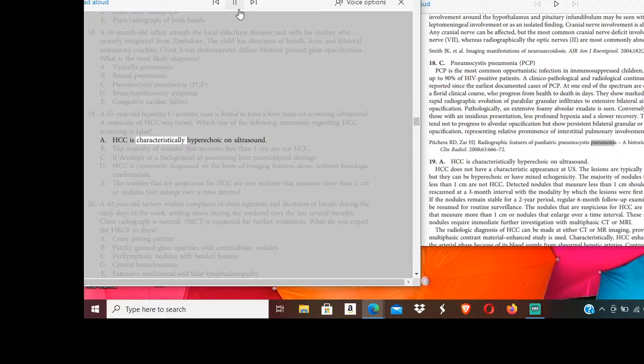A. HCC is characteristically hyperechoic on ultrasound. B. The majority of nodules that measure less than 1 centimeter are not HCC. C. It develops in a background of pre-existing liver parenchymal damage. D. HCC is commonly diagnosed on the basis of imaging features alone, without histologic confirmation. E. The nodules that are suspicious for HCC are new nodules that measure more than 1 centimeter or nodules that enlarge over time interval.